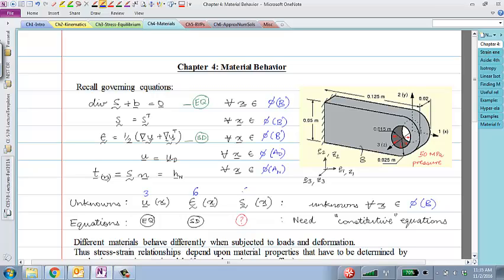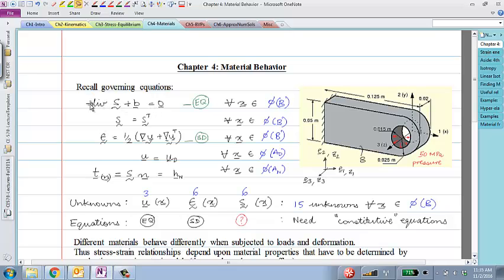And then there are 6 stress components. Of course, assuming stress is symmetric, there are 6 stress components that we need to find at each and every point in the body. So a total of 3 plus 6, 9 plus 6, 15 unknown scalar fields that we are looking for at each and every point of the body. And we need 15 scalar field equations to be able to find them. Let's see how many we have.